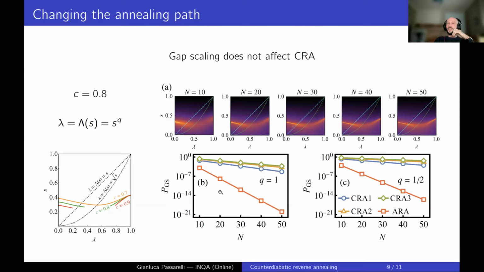But instead, what we see is that the ground state probability scales basically the same along the two trajectories, both for Q equals 1, which is the linear schedule, and Q equal to 1/2, which is the square root schedule. You see basically these two plots look identical apart from a very negligible shift between the two cases. That is due to the fact that in this case, gaps are indeed slightly larger, but there is no difference in scaling in this line.